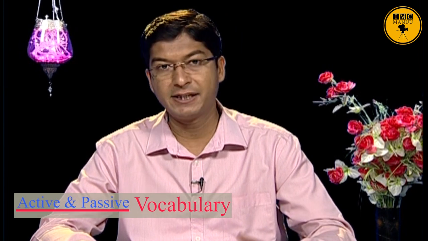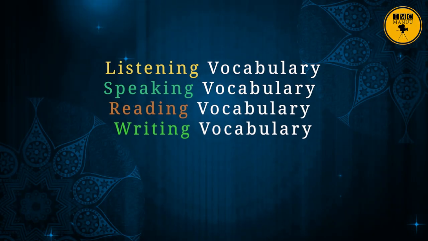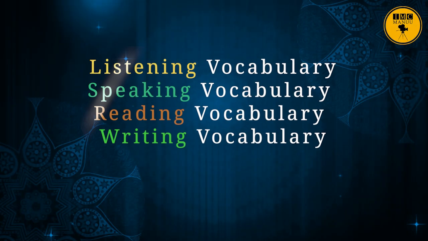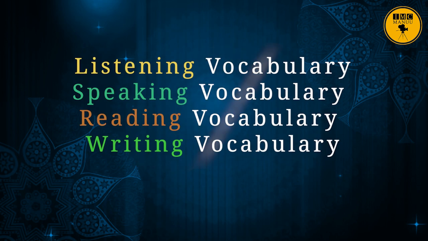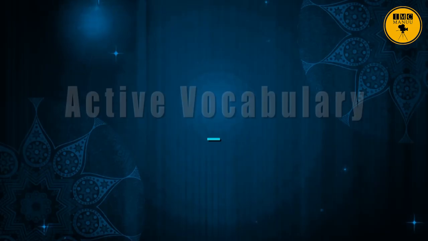Students' vocabulary is classified in different ways. According to command over vocabulary, there are two types, active vocabulary and passive vocabulary. According to the use of vocabulary in different skills, there are four types, listening vocabulary, speaking vocabulary, reading vocabulary and writing vocabulary. Now, let's try to understand what is active vocabulary and what is passive vocabulary.